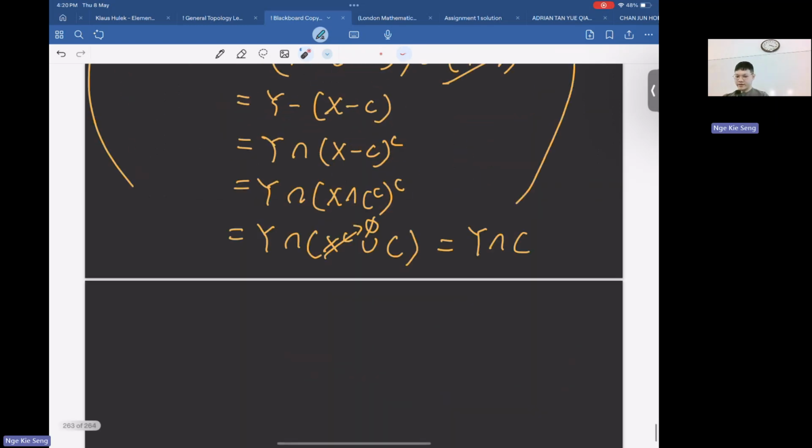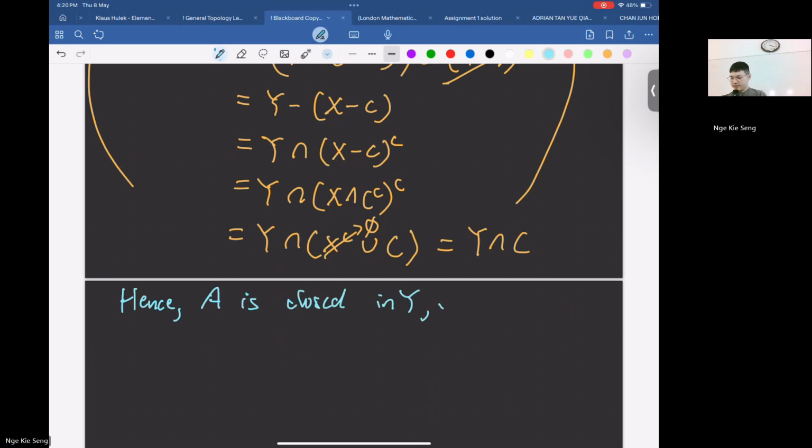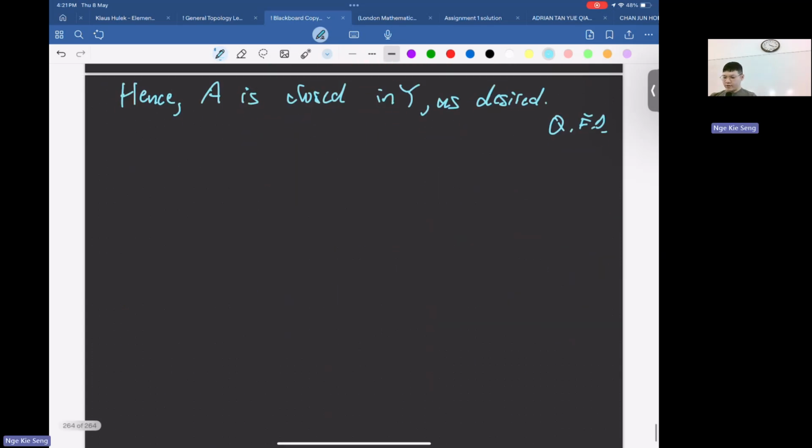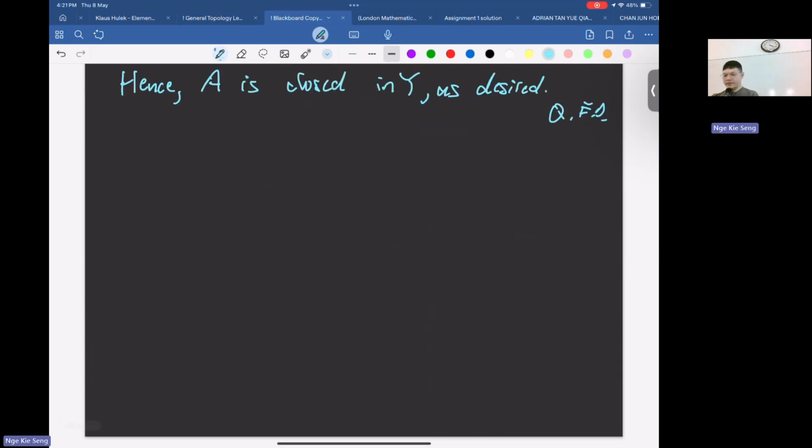So good, we prove it. Hence A is closed in Y. That's decided. Okay, next. We'll go pretty fast. We will repeat what we did in metric spaces.